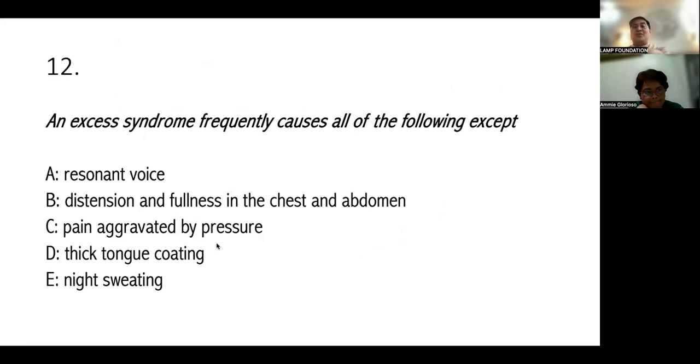Okay, please continue, Ma'am Ami. Number 12, an excess syndrome frequently causes all of the following except, valid answer is letter E, night sweating. Yeah. Hindi siya excess, no? Deficiency siya, right? Very good.